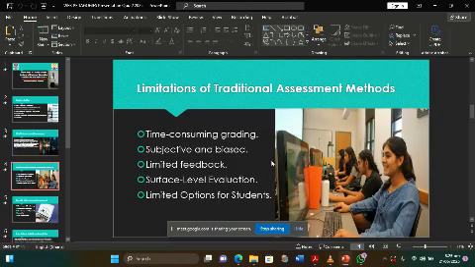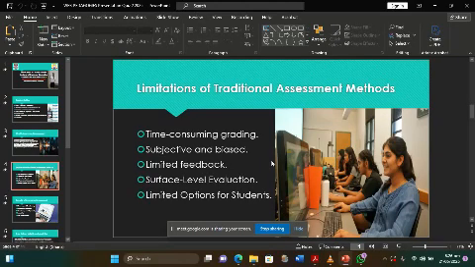With the next slide, we are talking about the limitations of traditional assessment methods. The first point is time consuming grading. Because it's manual grading, in schools which have large classes, it consumes most of the time when teachers are teaching or assessing the students, because there are many and you have to do it systematically, one after the other.